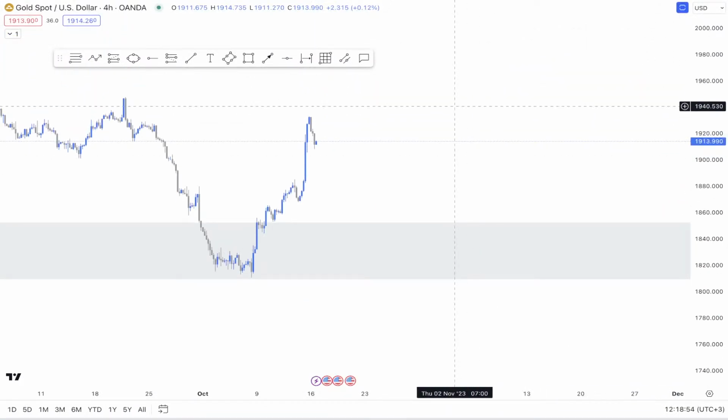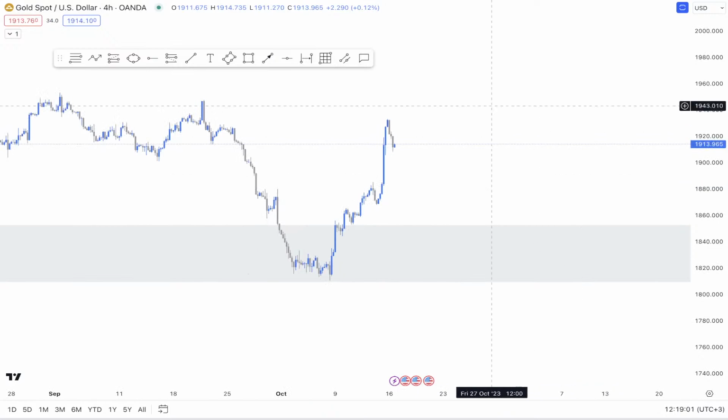All right, so now I will go over today's metals analysis, starting off with gold. So on gold, unfortunately, today I don't really see any setups.